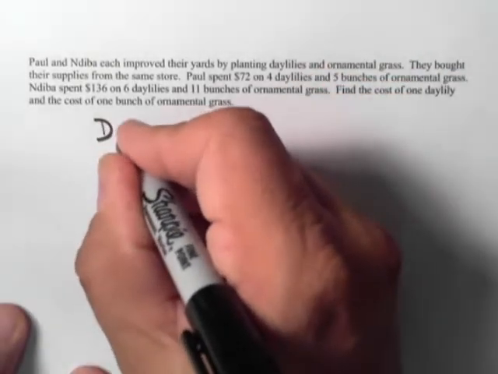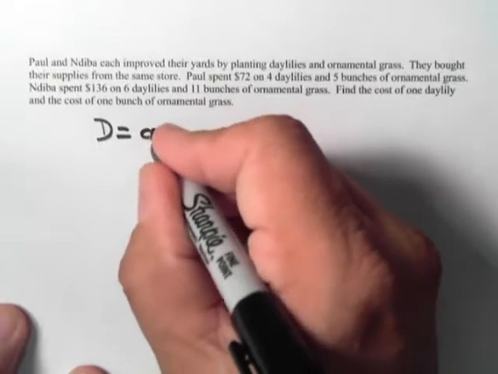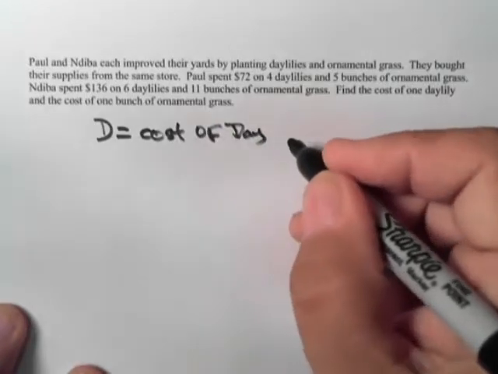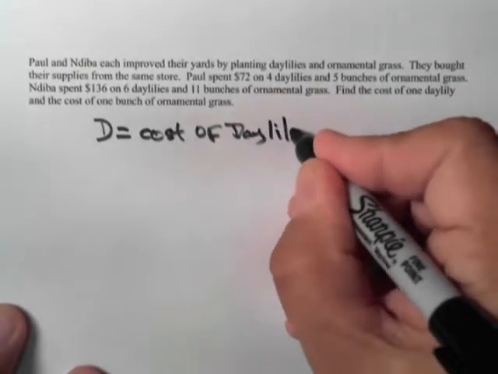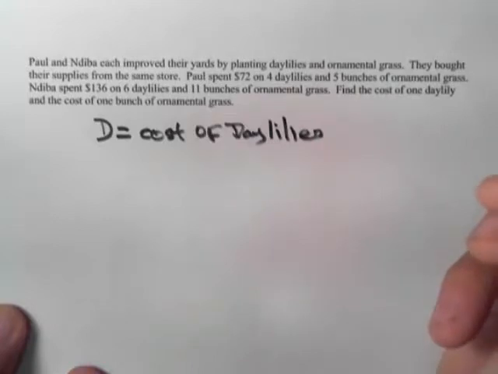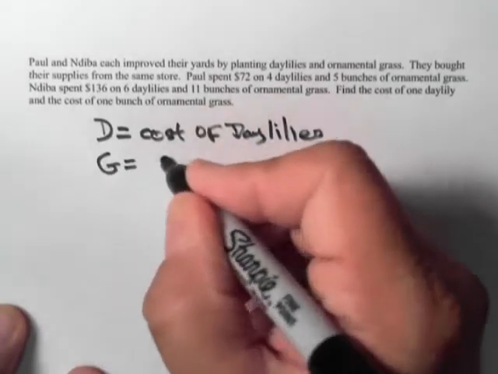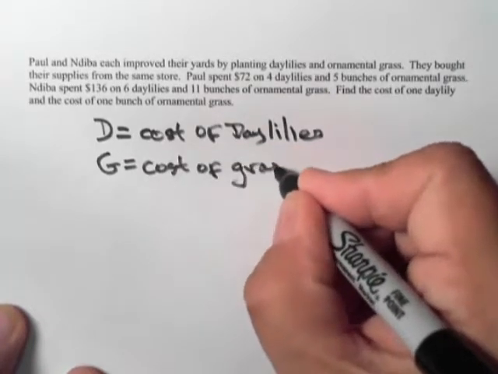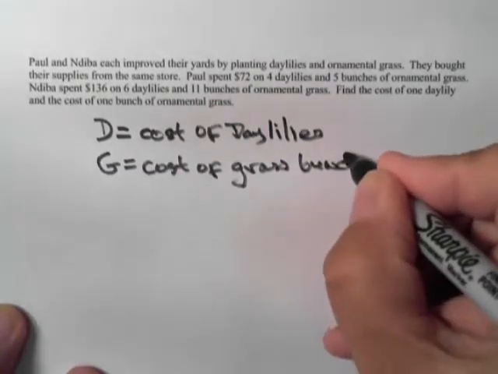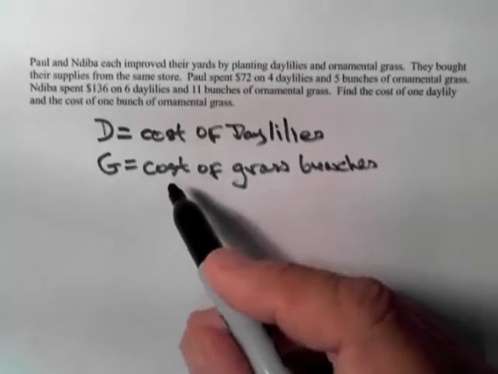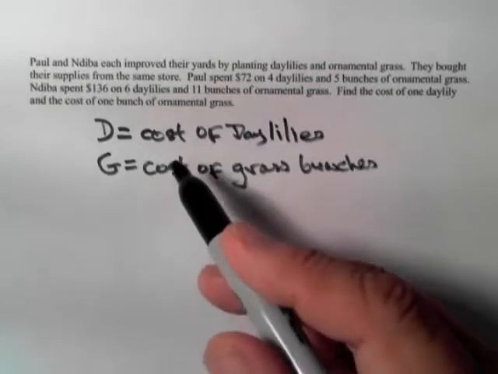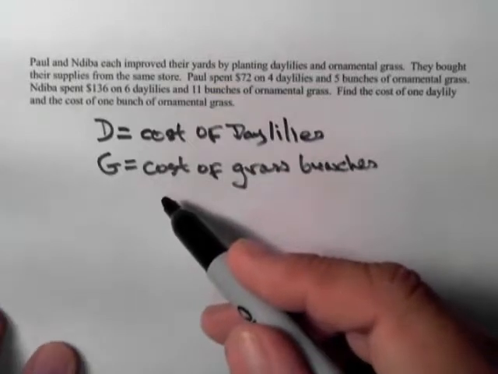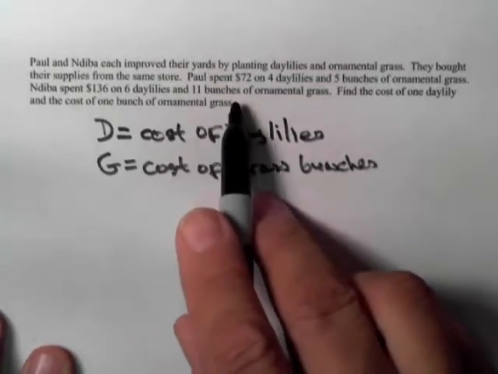Okay, well, let's use D for cost of the daylilies. And well, let's see, what can we use for the grass? Let's just use G for grass, cost of grass bunches. Okay, once again, you can pick any variables you want, but it's good to pick variables that remind you what they stand for. And so now let's go back and get our information.